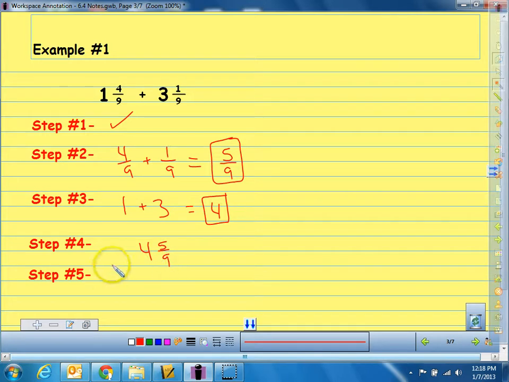Step 5, simplify if possible. 5 and 9 don't have any factors in common other than 1, so this is my simplified answer, 4 and 5/9. So let's try another one.